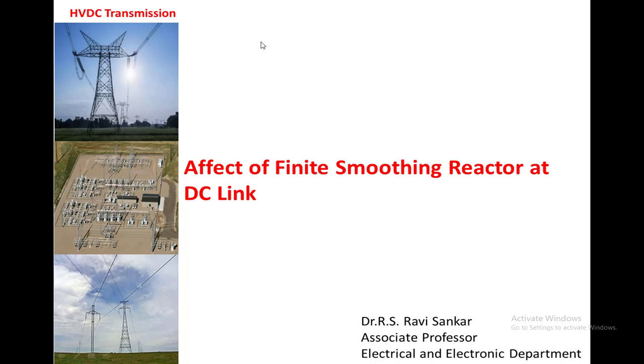An HVDC system consists of sending end as well as receiving end stations. At the sending end, the AC voltage will be converted to DC voltage. The DC voltage consists of some amount of ripple. To decrease the ripple in the DC link current, we keep one reactor. The reactor is nothing but a smoothing reactor. How do you select the smoothing reactor so that the ripples in the DC link current will be decreased? That we are going to see in this lecture.